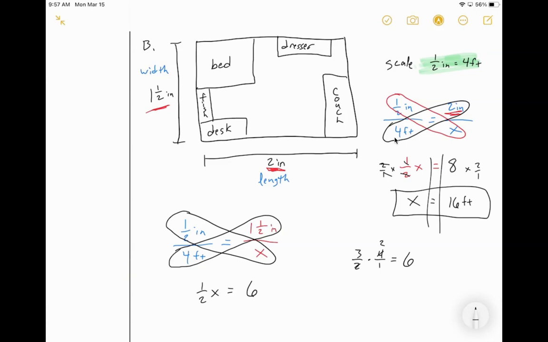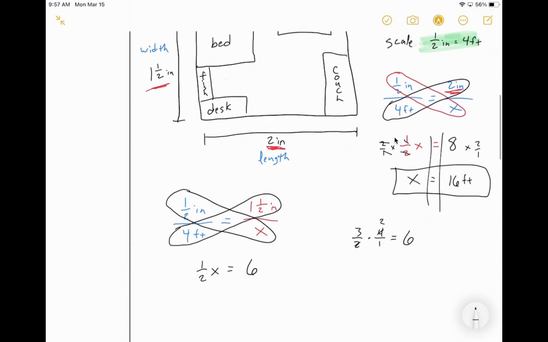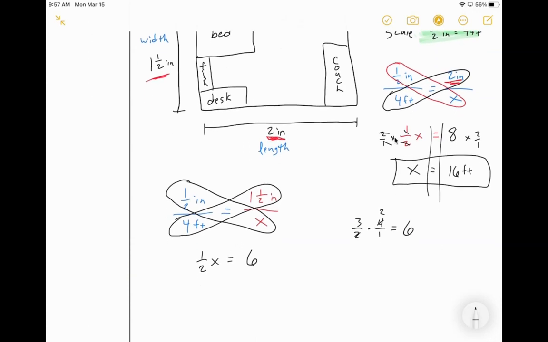All right, so what's my final answer? x equals what? We're going to multiply by the reciprocal here, 2/1. And cancel, cancel, cancel, cancel. x is equal to 6 times 2, which is 12.